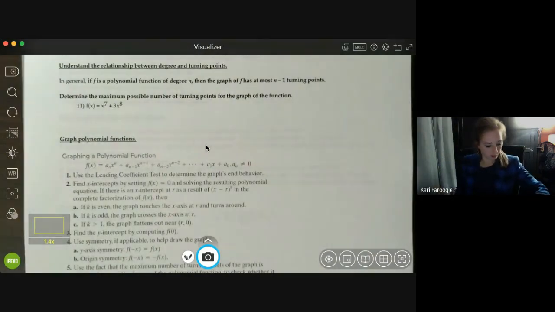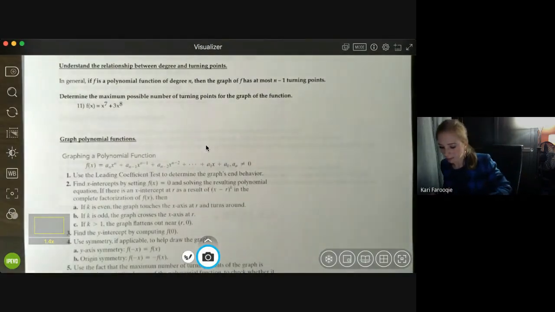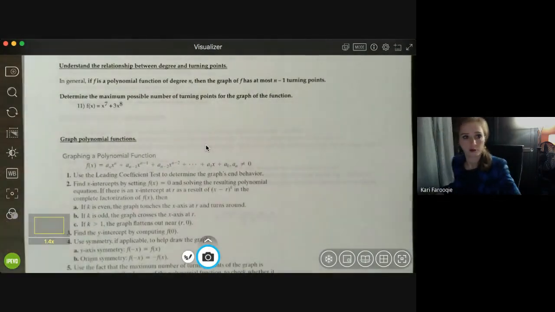Before we graph, we need to discuss the last characteristic of our graph, which is going to be turning points. Pretty straightforward. In general, if f is a polynomial function of degree n, then the graph of f has at most n minus 1 turning points. It can never turn as many times as the graph has in its degree. It can be at most n minus 1.